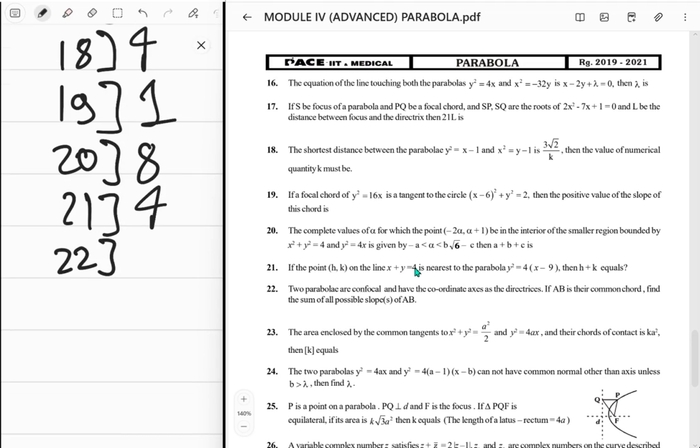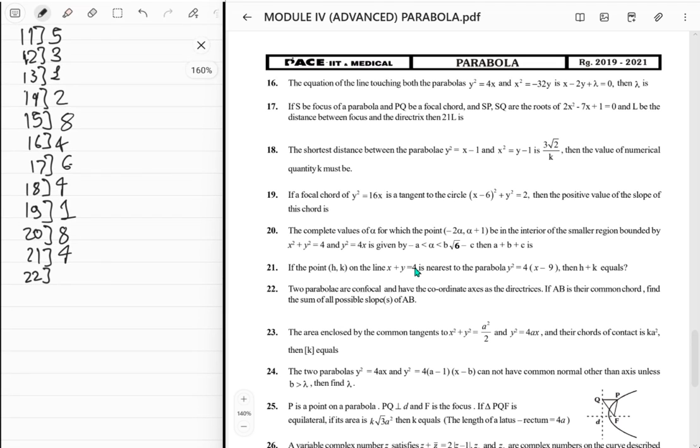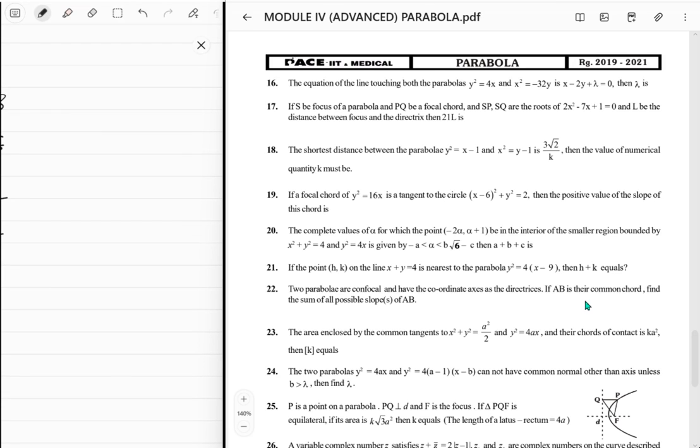22nd. Two parabolae are confocal and have the coordinate axes as directrices. Oh, so first has like the x-axis and second has the y-axis. If AB is their common chord, oh, so confocal, like so. Okay, wait, so their focus might be, I don't know, somewhere over here. That might be the common focus. It's got these as the directrices, right?